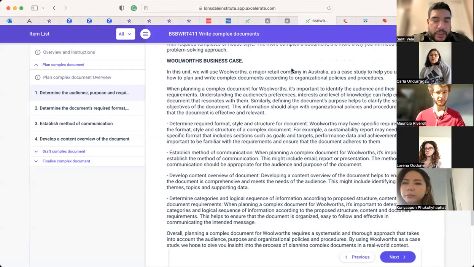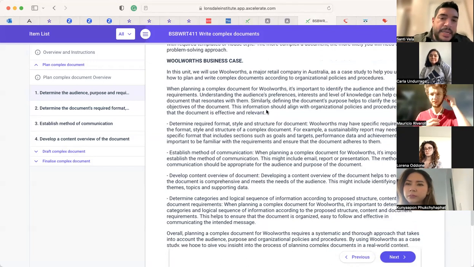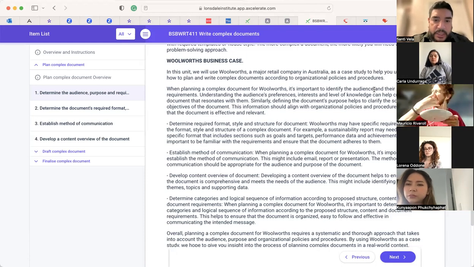So what it says is, in this unit, we will use Woolworths as a major retail company in Australia as a case study to help you to understand how to plan and write complex documents. That's all. The purpose of this business case is to help you to understand. So the first part is telling us, when planning a complex document for Woolworths, it is important to identify the audience and the requirements of that audience. All right? Understanding the audience preference, interest, and level of knowledge. So we understand that. That is clear.